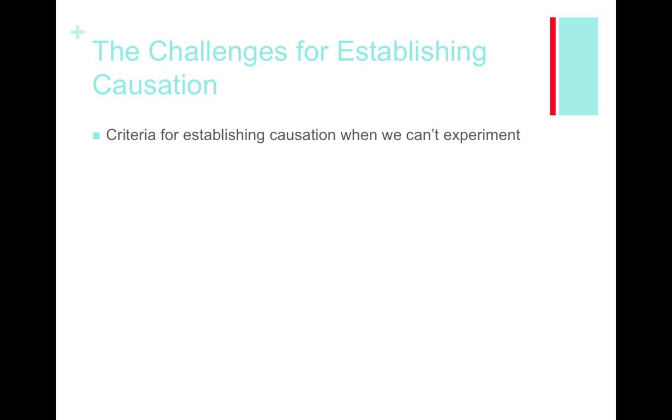So what are the criteria for establishing causation when you can't do an experiment? The association has to be strong. The association between smoking and lung cancer is very strong. The association is consistent. Many studies of different kinds of people in many countries link smoking to lung cancer. That reduces the chance that some other variable specific to one group or one study explains the association.